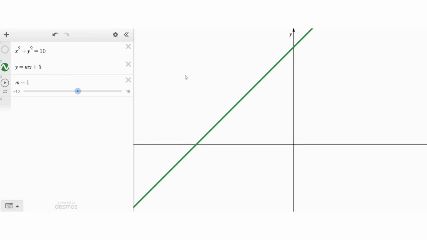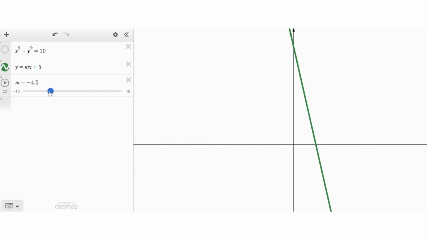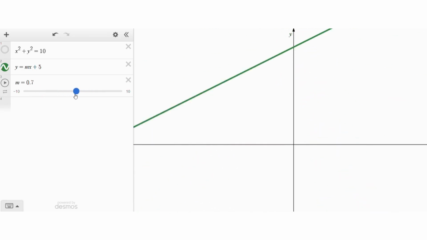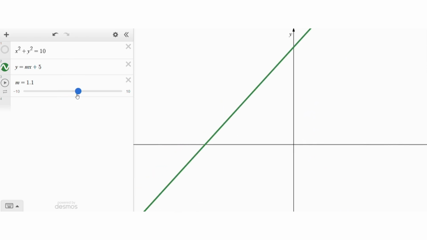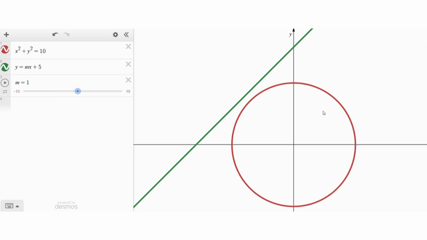So let's visualize this problem. We have our curve and y equals mx plus 5. As we change the value of m, the y-intercept stays the same and the gradient changes, because m is the gradient. Now if I reveal this curve, you might recognize that this is a circle of radius the square root of 10. Here's our circle, and we're looking for the points where this green line is a tangent to that red circle.